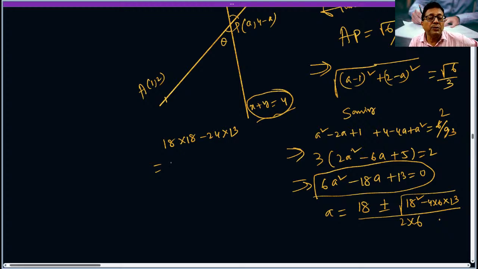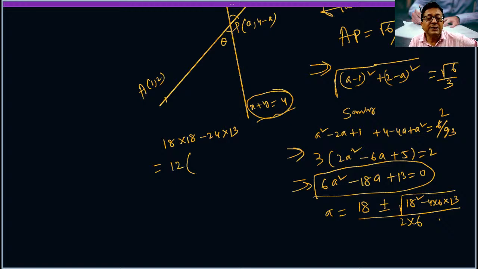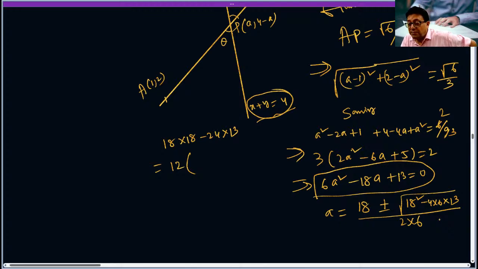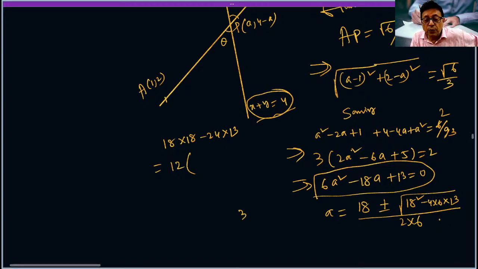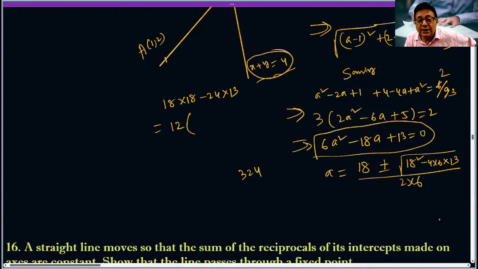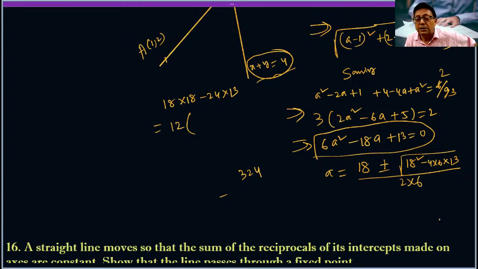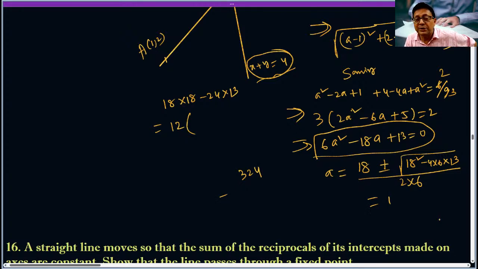We can take 12 as common. Okay? This is 6, 3. This is easier. With this way, if you manipulate or multiply and subtract, that also can be done. 324 minus, this is coming 12. Okay, I am putting it here. 12 only. 12 into 12, yes.